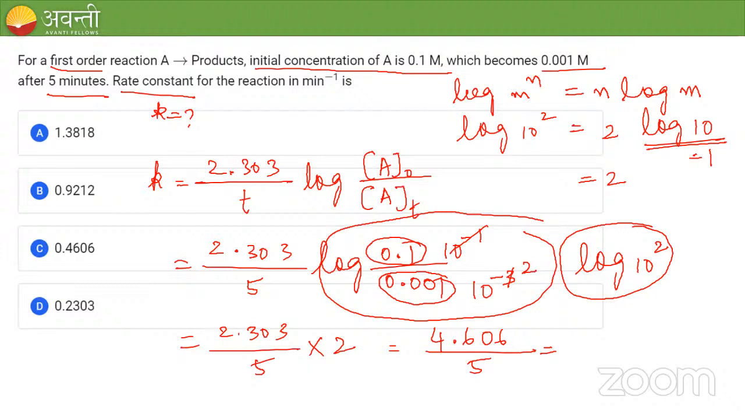So you need to just apply this particular formula. What is the name of this formula? This is the formula we get from integrated rate equation for first order reaction. This is to find out the rate constant. Yeah, very good. Option B is the correct answer. So you will get 0.9212 per minute as the answer to this question.